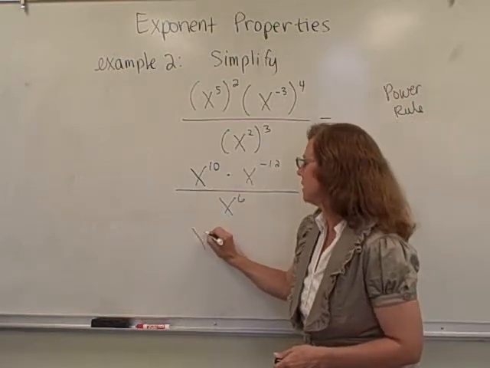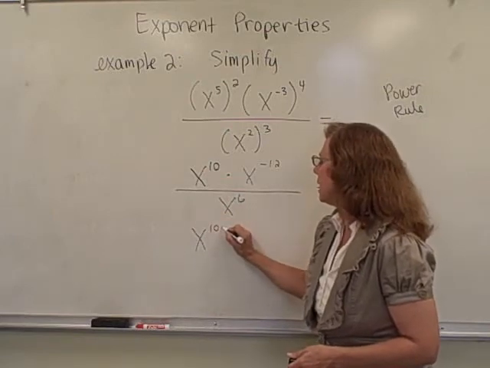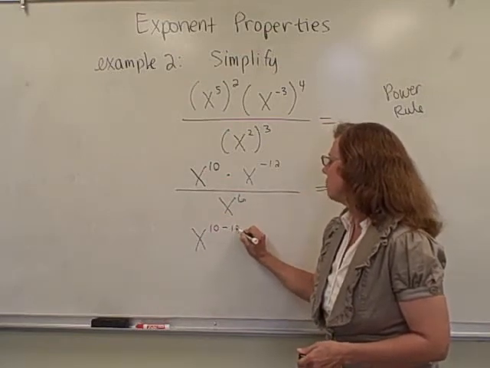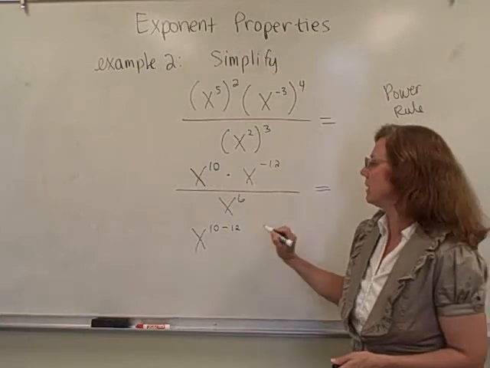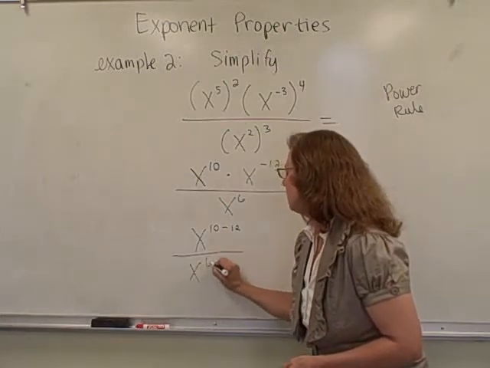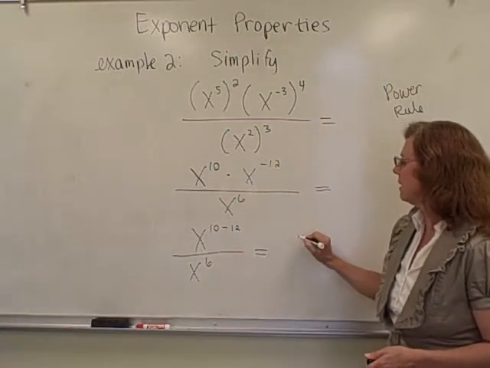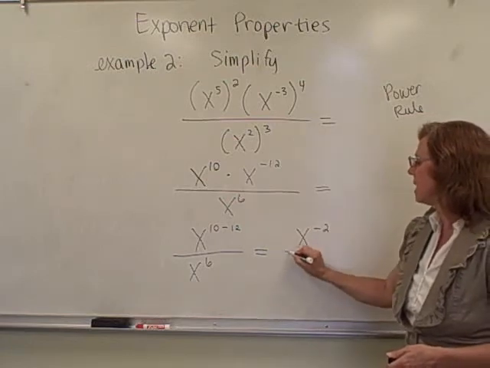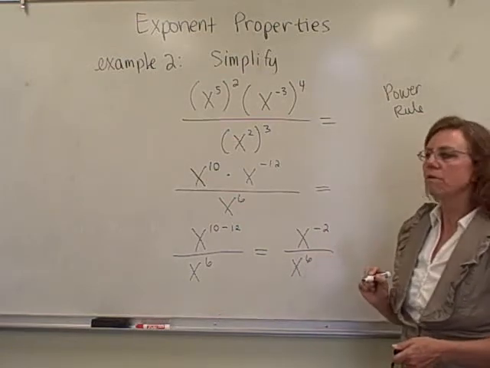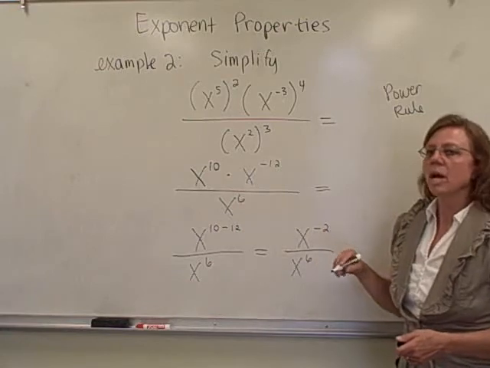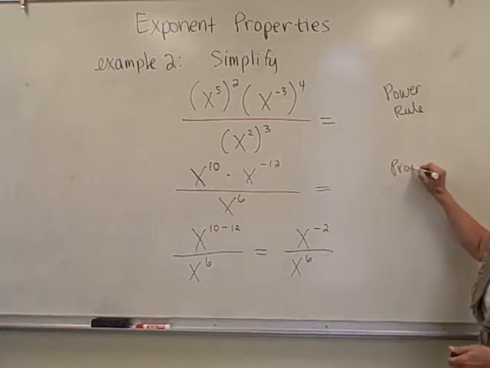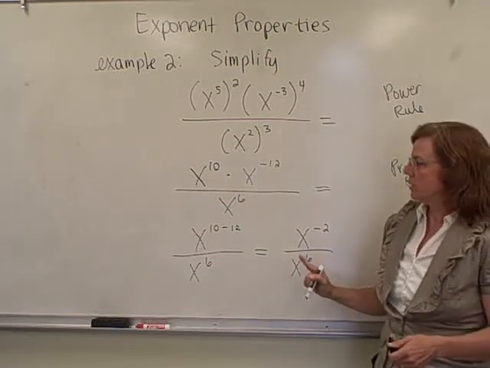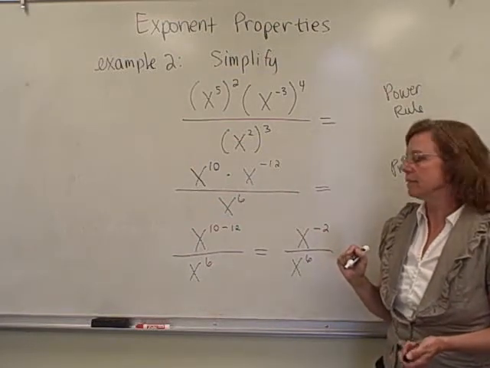So I'm thinking to myself, x to the 10 plus a negative 12, or just 10 minus 12 in the numerator there, and dividing by x to the 6th still. So that cleans up to x to the negative 2 over x to the 6th, applying what we called earlier the product rule. When you multiply exponential expressions with the same base, you want to add those exponents.